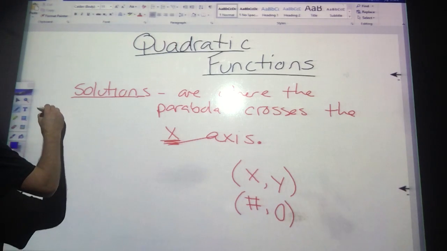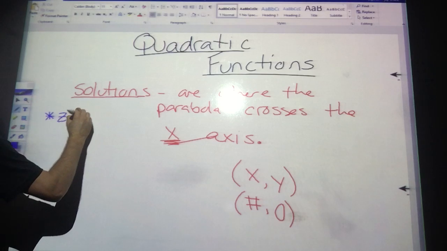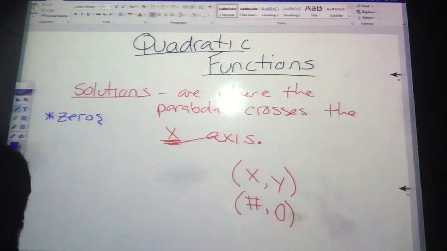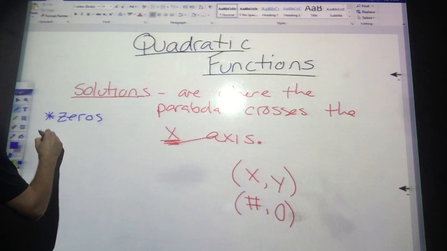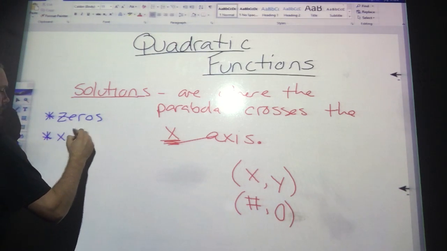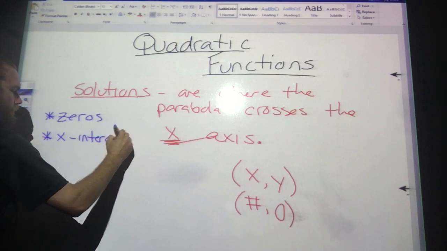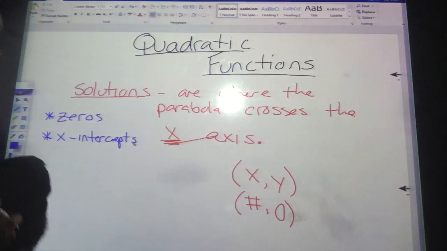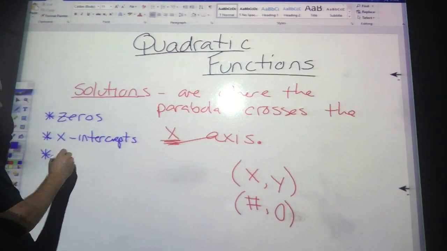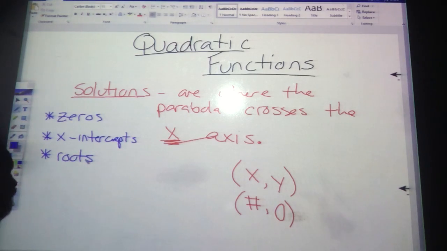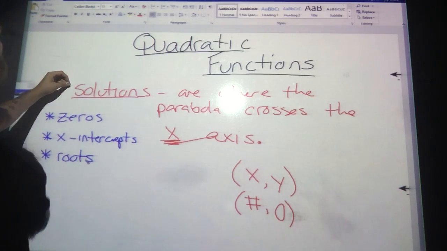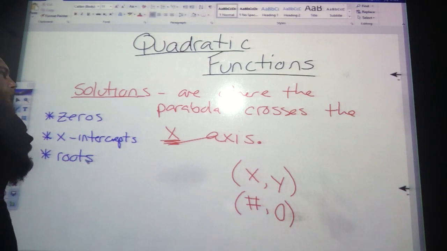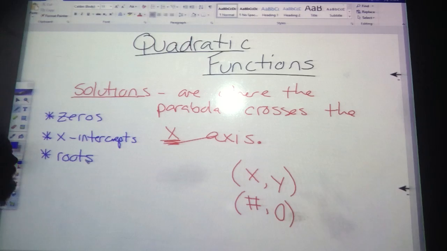They're also called zeros. Solutions or zeros, x-intercepts as well can be used to describe them. So solutions, zeros, x-intercepts all mean the same thing. They can also be called roots. The most common ones you're going to be seeing more than anything are zeros and roots. Zeros and roots are the solution or solutions to quadratic functions.